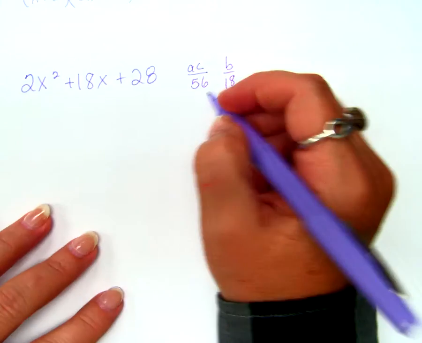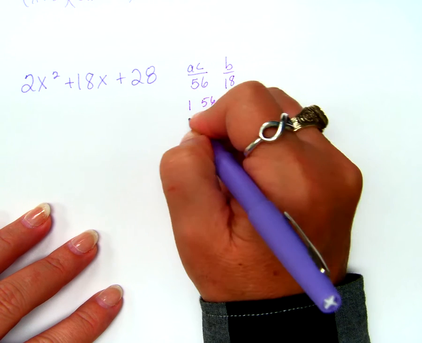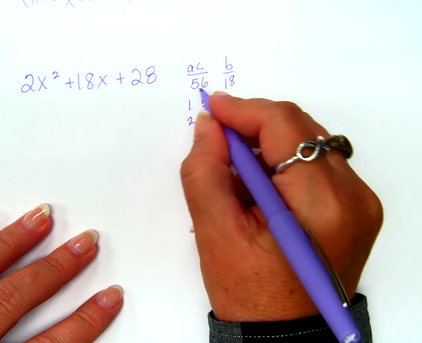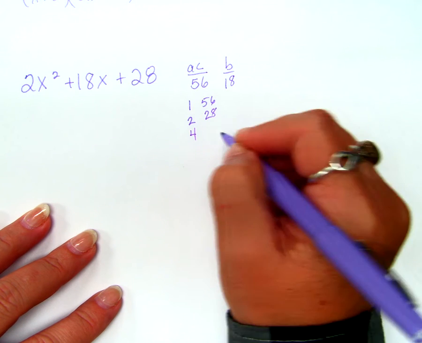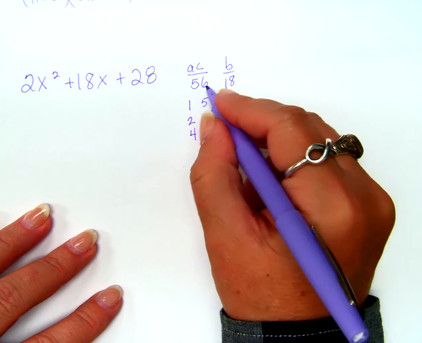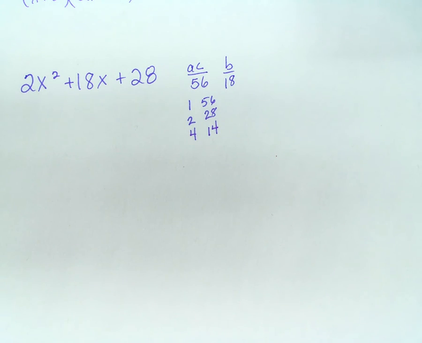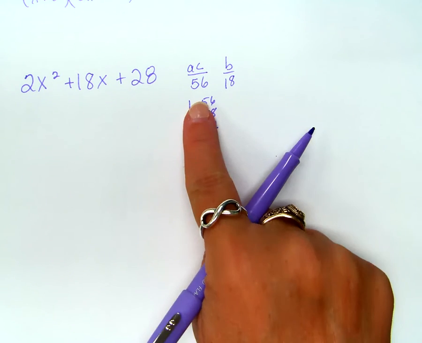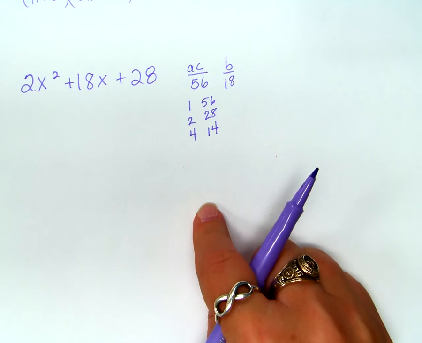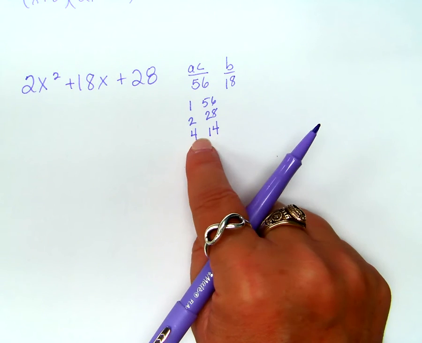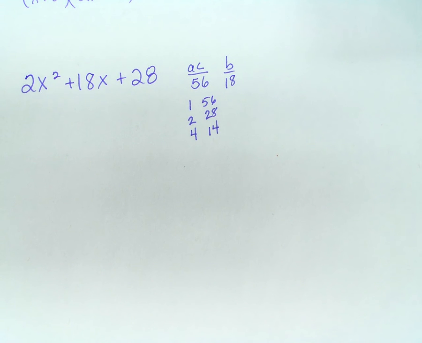1 and 56, 2 and 28, 3 doesn't work, 4, 14, 5 doesn't work. Oh, wait. Are you sure you don't want me to keep listing all the factors of 56? Pretty sure. That's kind of a waste of time, isn't it? Once I find ones that I know work, I can just stop. Okay. So now what?